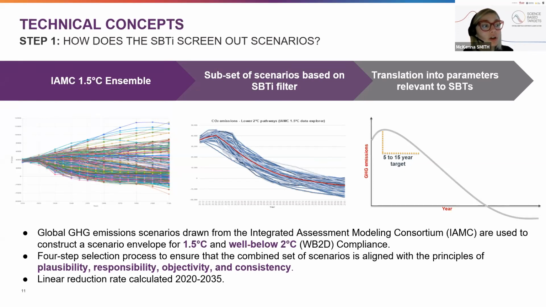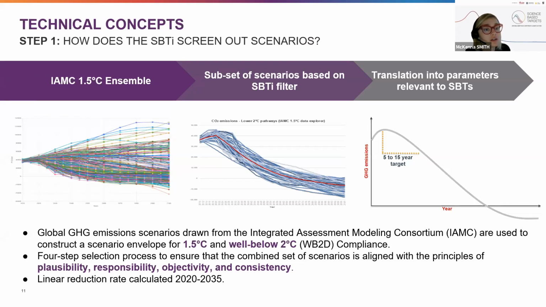And that will put us in line, hopefully, with making sure that we can incentivize companies to stay within that 1.5C warming. So the global greenhouse gas emission scenarios drawn from the Integrated Assessment Modeling Consortium are used to construct that envelope for 1.5C and the well below 2C compliance.